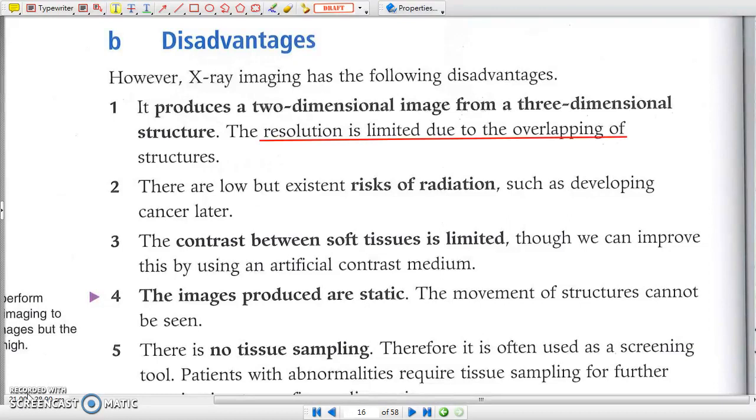X-ray image is a 2D image. Overlapping body structures create unclear images and hence uncertainty for tissue examination. X-ray is an ionizing radiation which may attack the cell nucleus. Prolonged or excess exposure can easily cause cancer. Also, unless we use artificial contrast medium, the contrast between soft tissues is limited, and so they are not easily distinguished in the X-ray film without ACM.